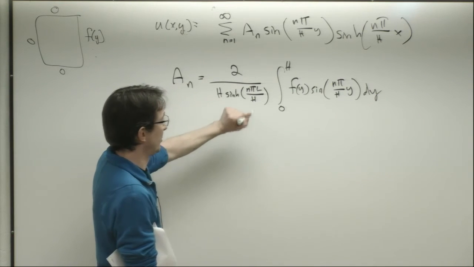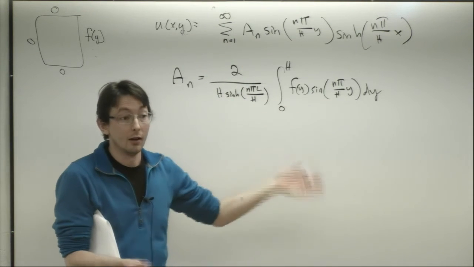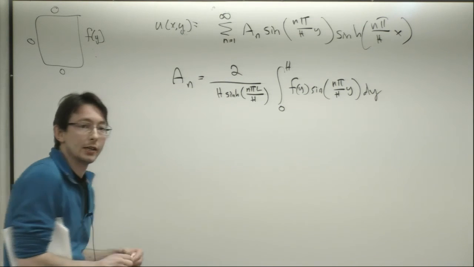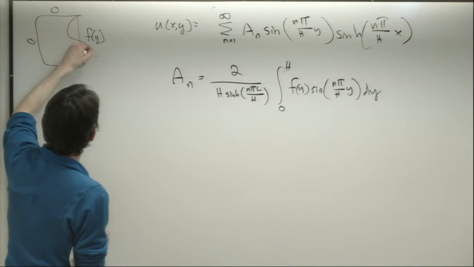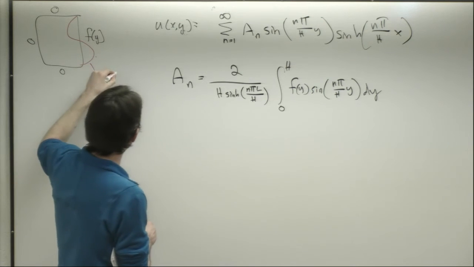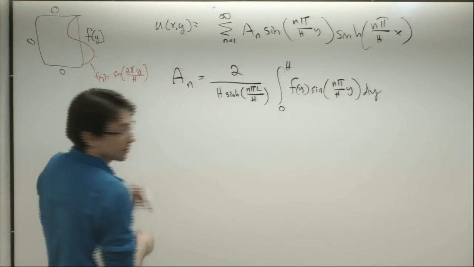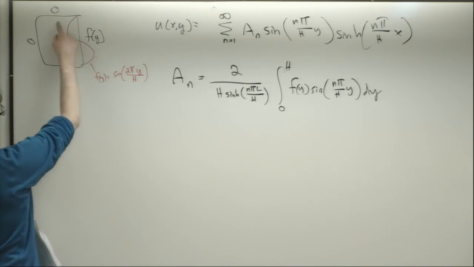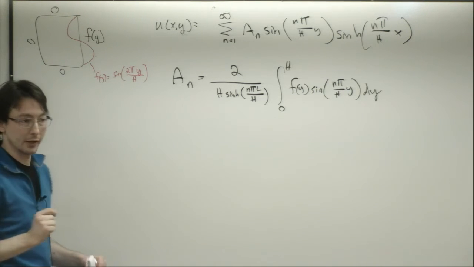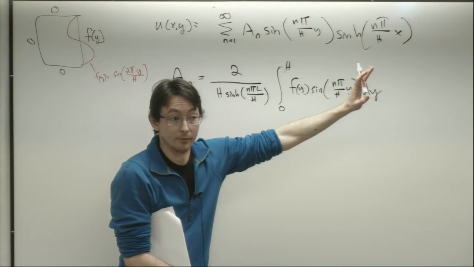These are all numbers. H is a number, L is a number, n and pi are numbers, 2 is a number. In MATLAB, we can solve this super easy. Now let's try that example that we just did, where we have this sine wave. So f of y equals, and it's not just a sine wave, it's sine of 2 pi y over H. It has exactly one period from 0 to H. That's my function of y. Let's try to plug this in and see if we get something that's simple.